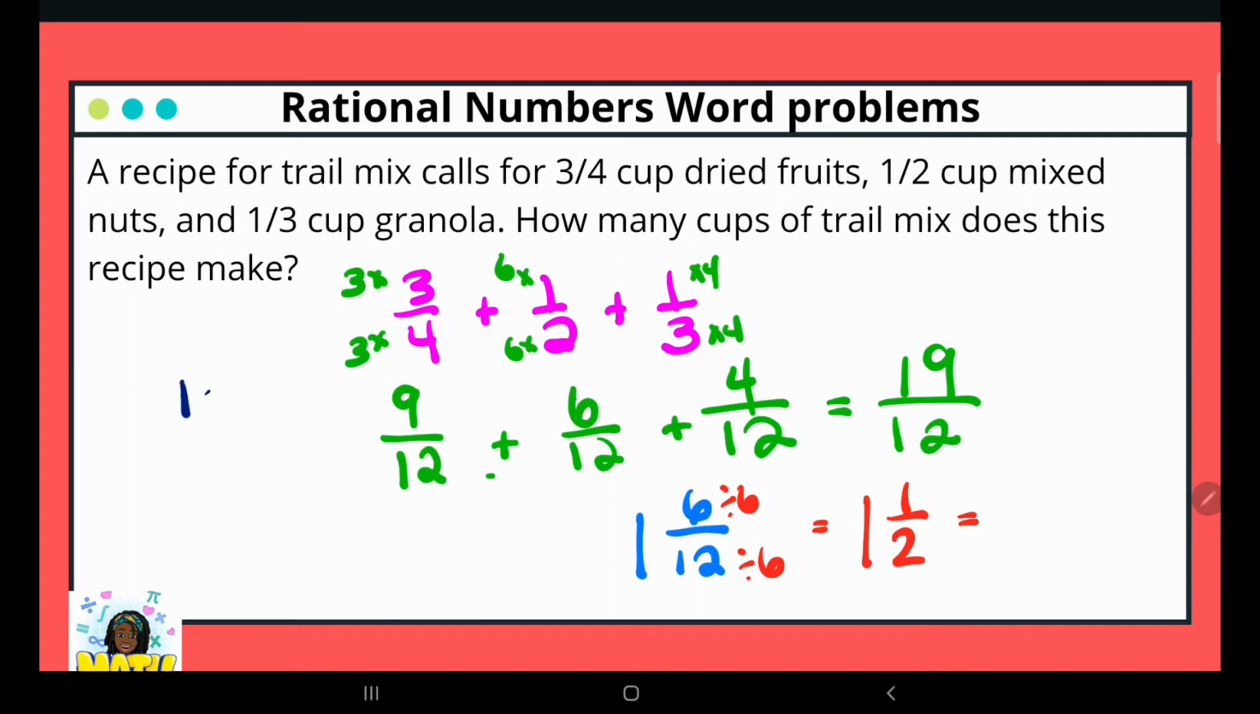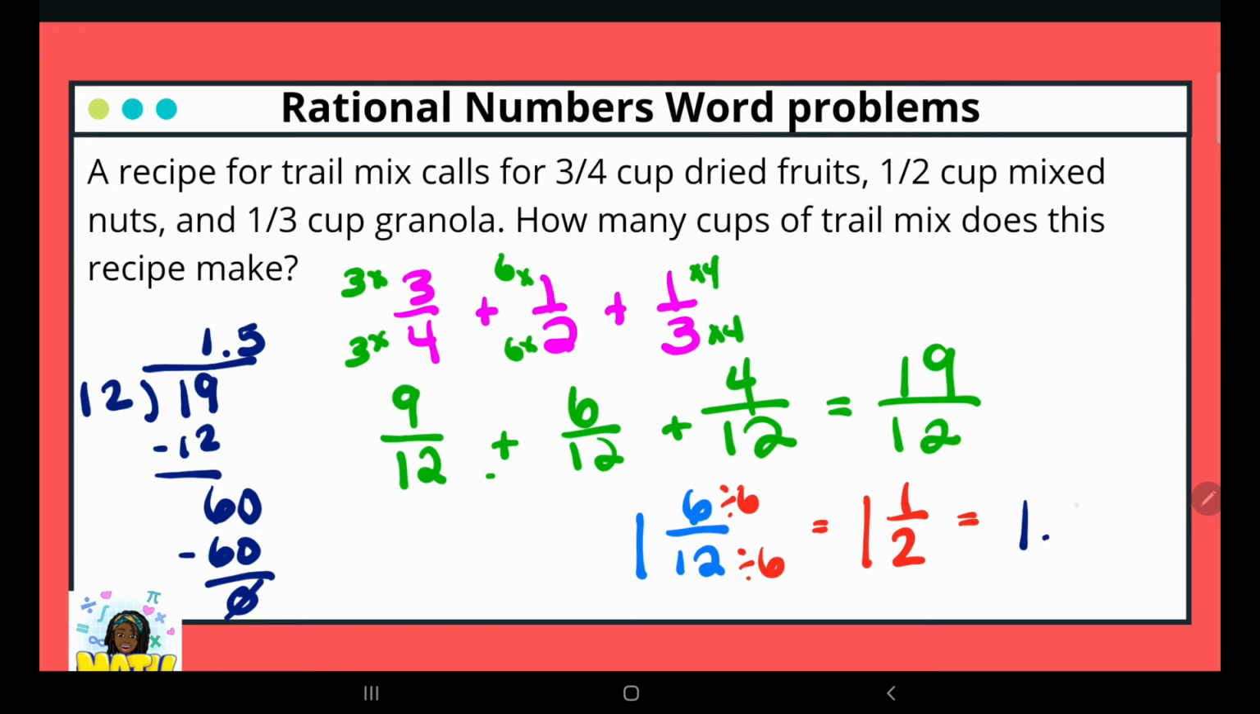So I'm going to put 19 inside my house and the 12 on the outside. So whenever we have a fraction, the numerator is your dividend and the denominator is your divisor. So 12 goes into 19 once with a remainder of 6. Now 12 cannot go into 6, but the rule for converting to a decimal tells me that I can put a point here and then add a 0. 12 into 60 is 5 times. 5 times 12 is 60. And I have nothing left. So 1 1/2 as a decimal is 1.5.